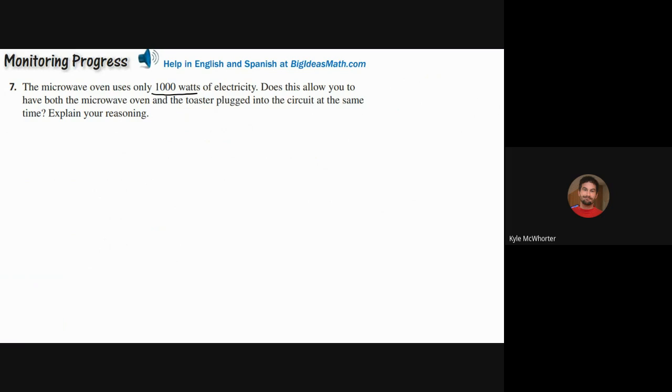The toaster, 800 watts. So if the microwave was only 1000 watts, we would subtract 1000 from each side of this inequality, and the number that you can add on has to be less than 800. So can we plug in the toaster? The answer would be no, because 800 is not less than 800. That would actually overload the circuit.